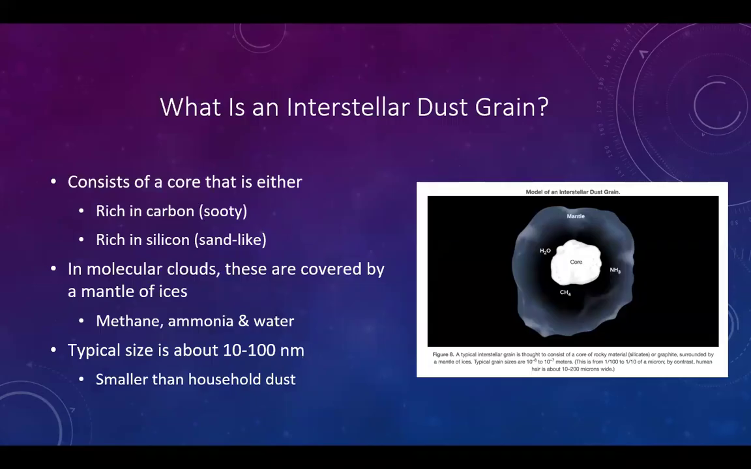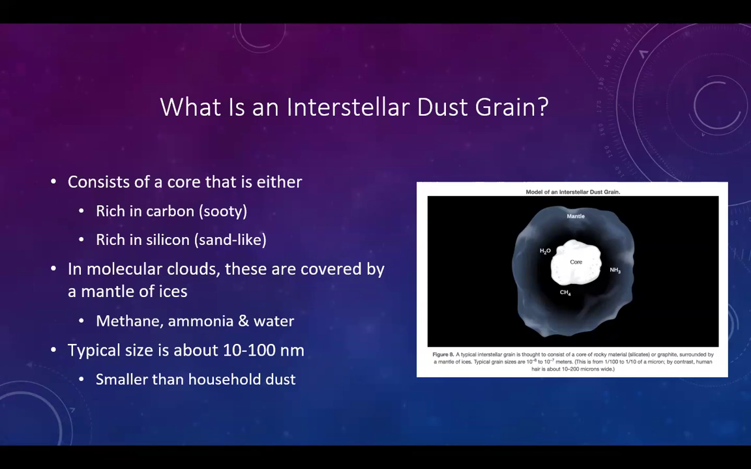So an interstellar dust grain has a small core that is either rich in carbon, like soot, or rich in silicon, like sand. Basically, it's carbony or rocky. And then in molecular clouds, they're cold enough that you get smaller molecules, like methane, ammonia, and water, condensing around these dust particles, forming little lumps of ice around the core of dust.